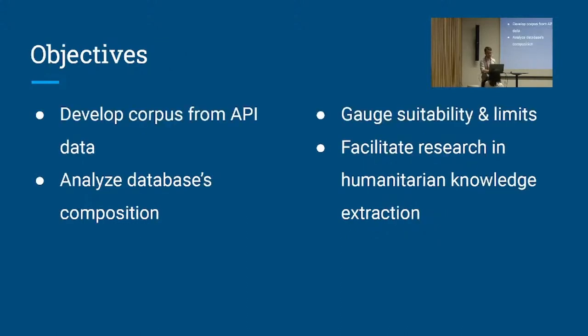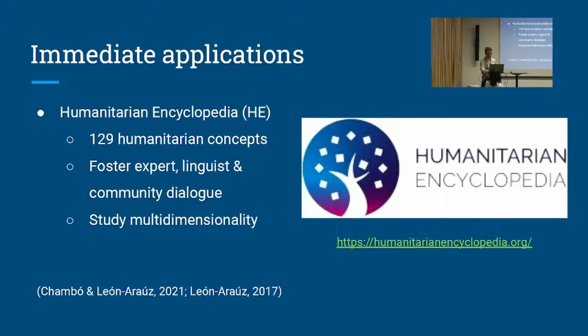So the objectives for this study were to develop a corpus based on all of that API data, to analyze that database's composition, gauge its suitability and limits, and facilitate that type of research in humanitarian knowledge extraction. And for us, the immediate applications were to try to improve the Humanitarian Encyclopedia, which different members of our team have presented on here. It is a website that has roughly 129 concepts that they try to study and publish linguistic reports on that include expert input about these concepts. Its main goal is really to foster expert linguist and community dialogue. Of course, one of our main issues is trying to study the multidimensionality of humanitarian concepts, how different actors conceive of different concepts differently, different terms, how they use them, and how that influences humanitarian effectiveness.